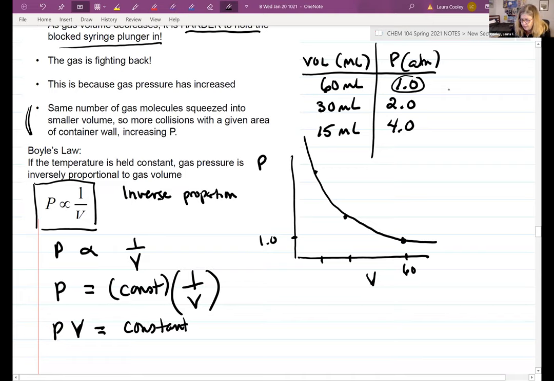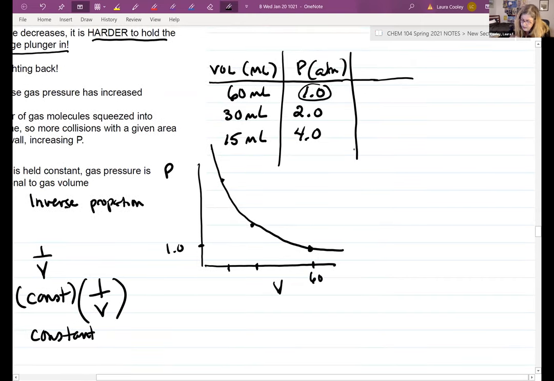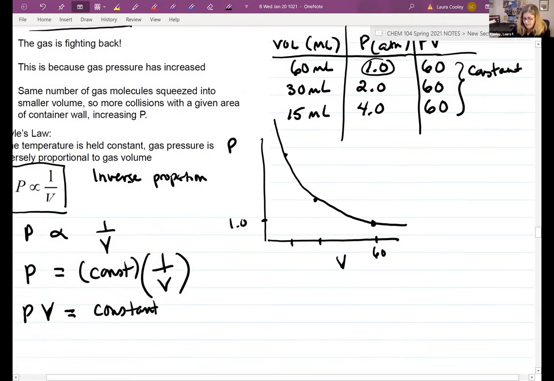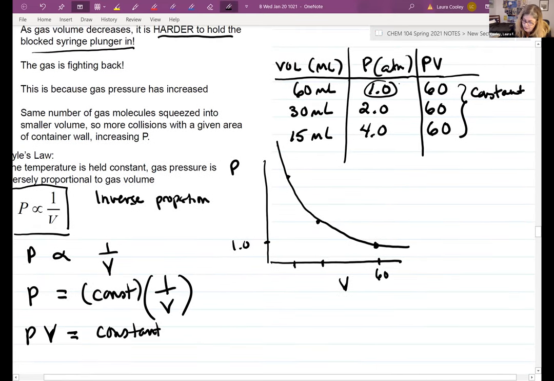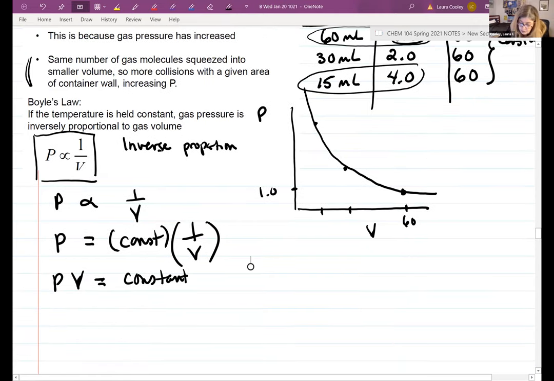And if I look over here to this data, if I multiply these two out, 60 times 1 is 60, 30 times 2 is 60, 15 times 4 is 60. So this is PV, and indeed it is constant. So I'm not lying to you, okay? We had the product of the pressure and the volume before it was compressed and the product after it's compressed is the same. And that actually is something we call Boyle's law.